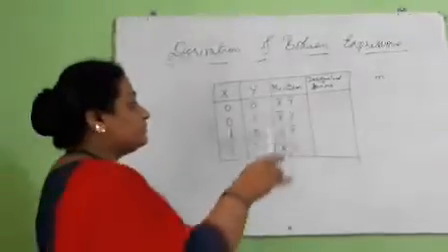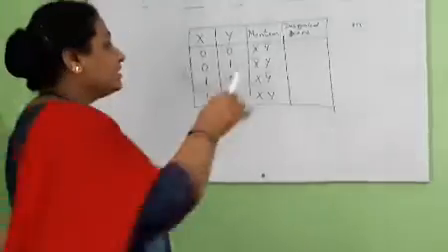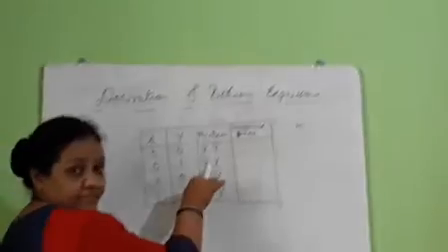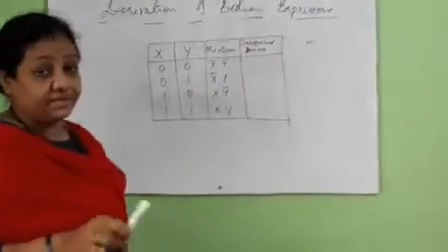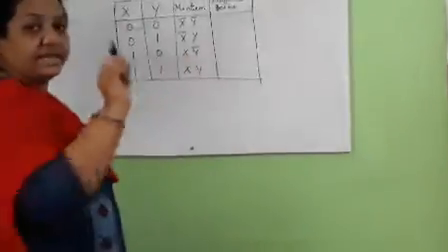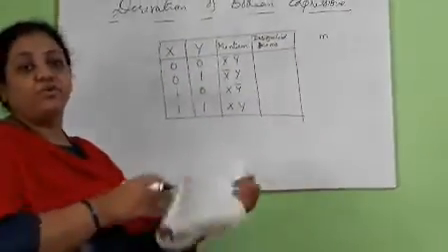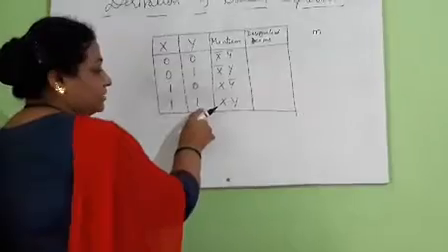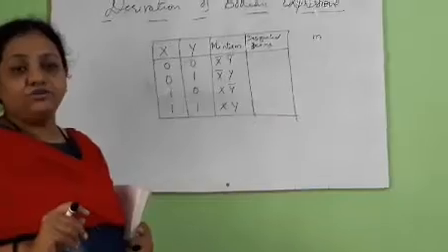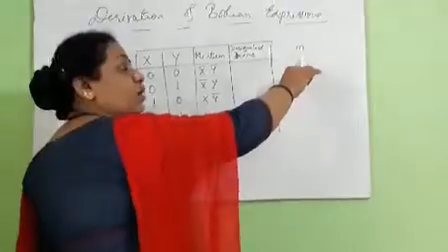How did we get these terms? If x is 0, represent it with its complement, so x bar, and y is 0, so y bar. X is 0, so x bar, y is 1, so we write y. Then x is equal to 1, so we write x, y is equal to 0, so we write y bar, the complement of y. Here x is 1 and y is also 1, so xy. What are designated terms? As I told you, in Boolean algebra, a minterm is represented with a small m.